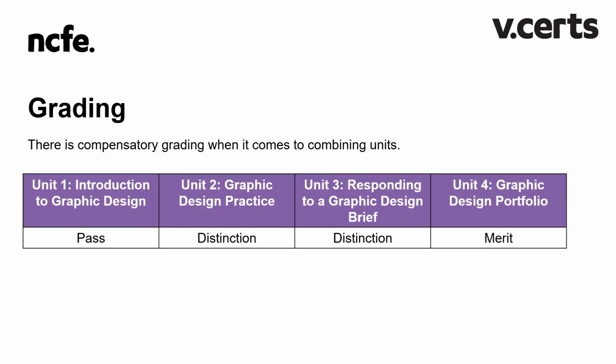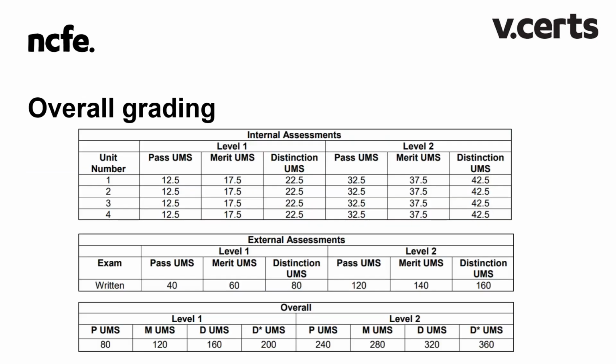When you've graded all the units, you can see there is a mix of grades achieved in the different units. The final grade won't be a pass, as there is compensatory grading when it comes to combining the units at the end and determining an overall grade. This is how the final grade is calculated, which can be found in the grading guide. UMS points are assigned to the different units, and the UMS points get added together for each unit and for the examined component. The total will tell you what grade the learner has achieved.